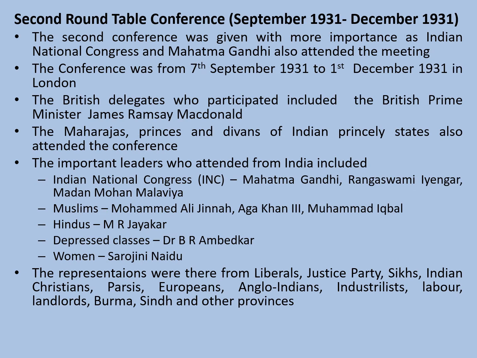By understanding all the flaws which happened in the first roundtable conference, the second roundtable conference was arranged by the Britishers from September 1931 to December 1931. This second conference was given more importance as it was participated in by important personalities, which included the British Prime Minister James Ramsay MacDonald, and from the Indian side the Maharajas, princes, and divans of the Indian princely states were there, and moreover Mahatma Gandhi participated in the second roundtable conference as the Indian National Congress was ready and accepted the second roundtable conference.